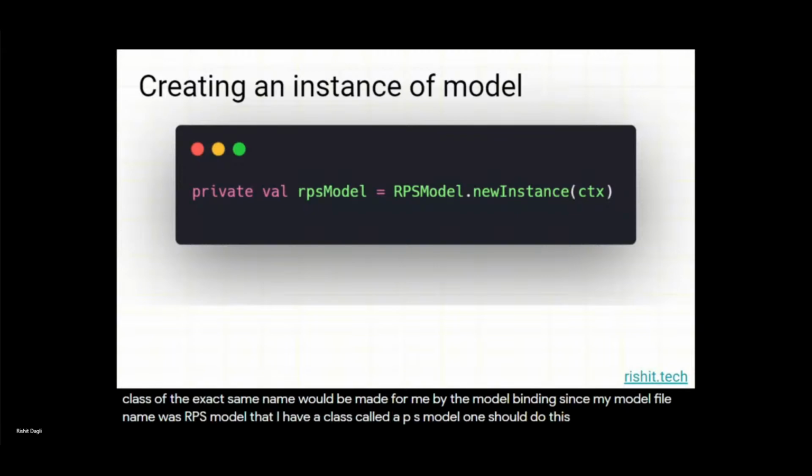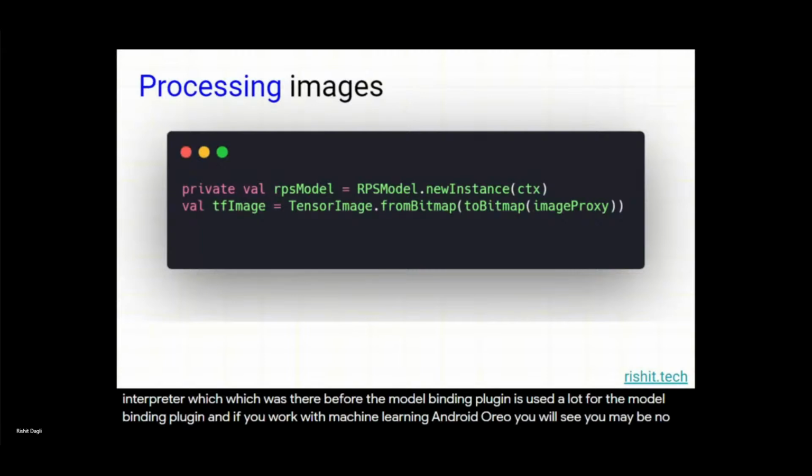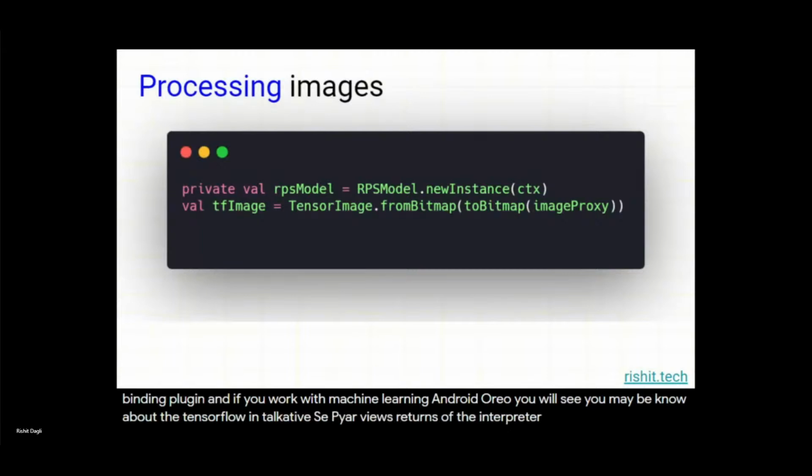Once you instantiate it, you need to convert your data into a form which we can use. So we'll convert it from a bitmap into a tensor image. What I want to highlight is that I'm now converting these into a tensor image. If you have worked with machine learning and Android earlier, you may know about the TensorFlow interpreter, which was used a lot before the model binding plugin. If you have used it, you know that you need to convert your image into a byte array. You no longer need to do that anymore. And what I now want to do is feed this into an image proxy.